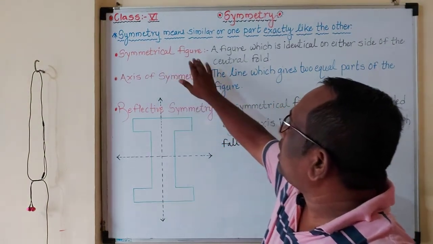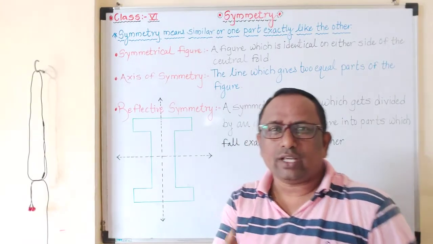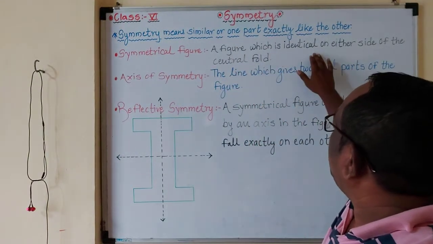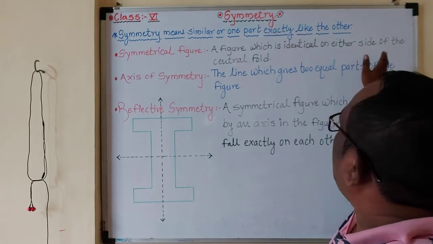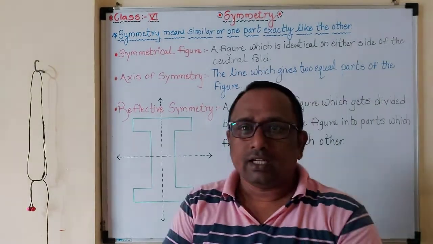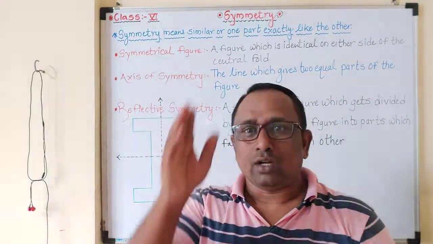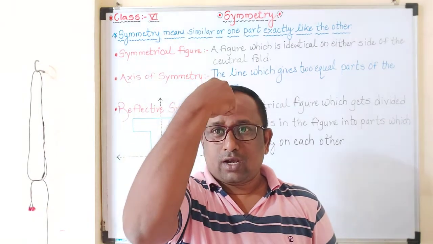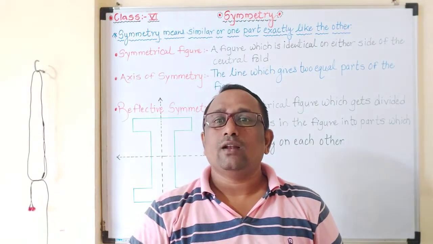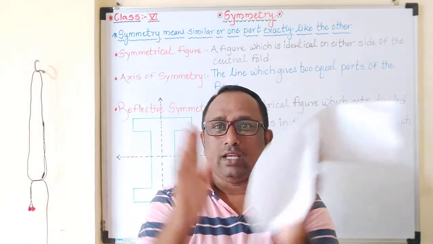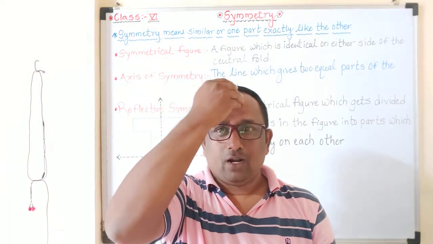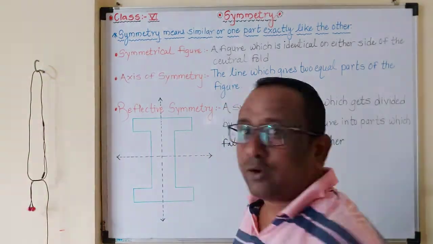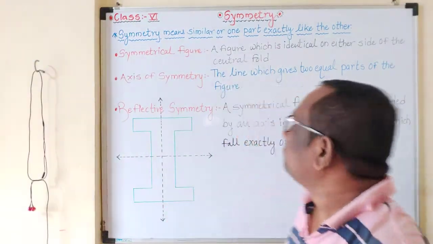Okay, now there are some points here. First is symmetrical figure. I told you the example of the apple and this page also. A symmetrical figure is a figure which is identical on either side of the central fold. If we fold the figure, for example, see our human body also. If we cut from here, then our body parts are equally the same. So humans are also an example of a symmetrical figure. When you become a doctor, at that time you have to do this.